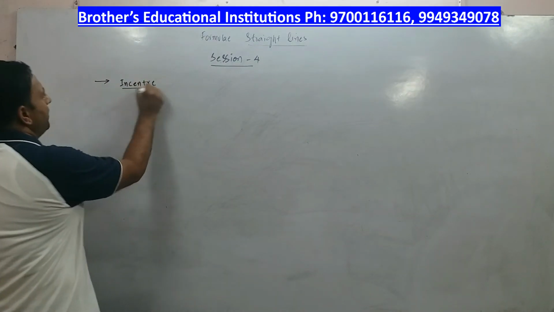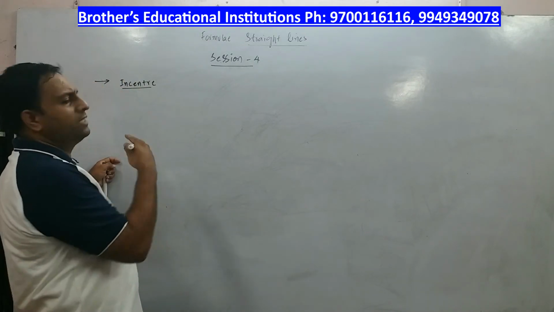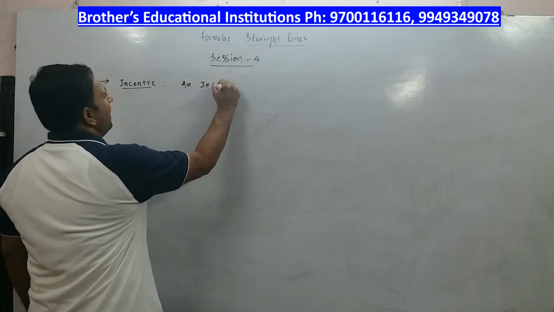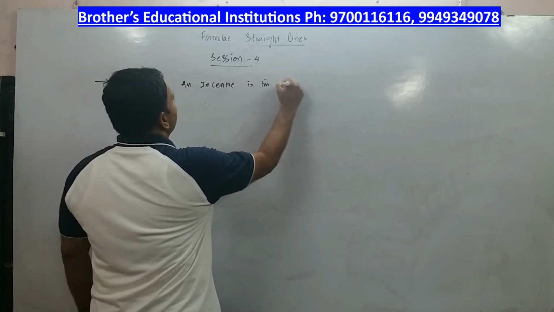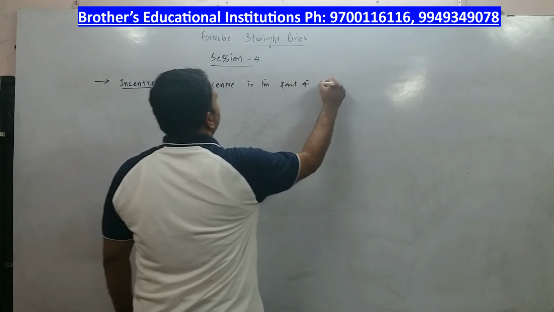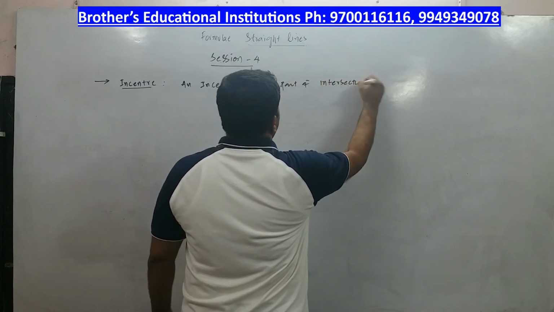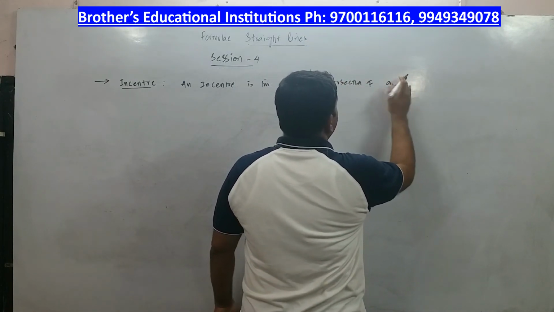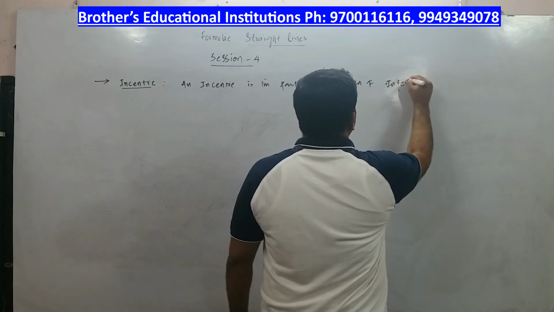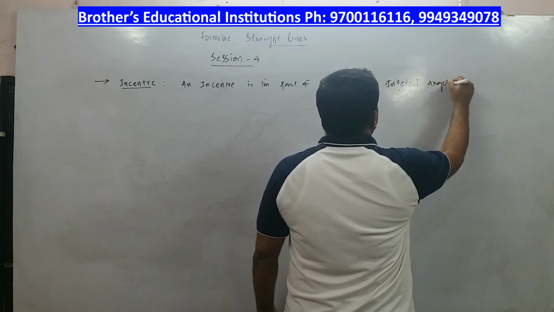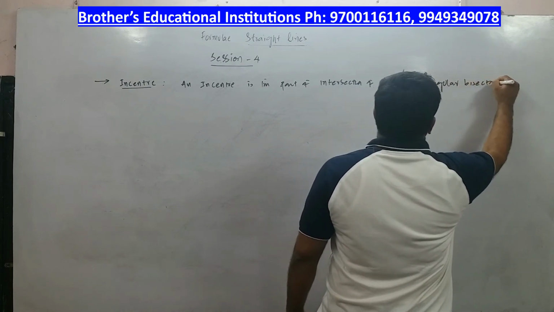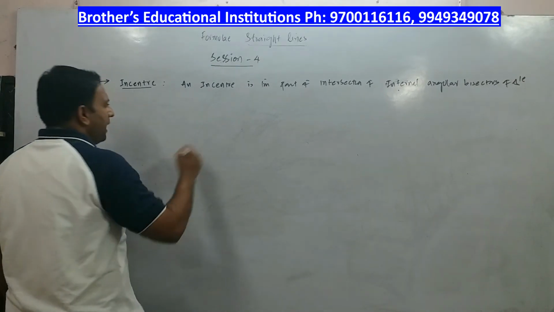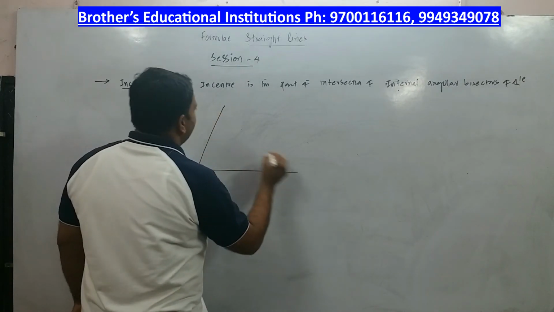Incenter. We have discussed the orthocenter, we have discussed the circumcenter, now we are discussing the incenter. What is the incenter? An incenter is the point of intersection of the internal angular bisectors of a triangle. So the point of intersection of the internal angular bisectors of a triangle is called the incenter.